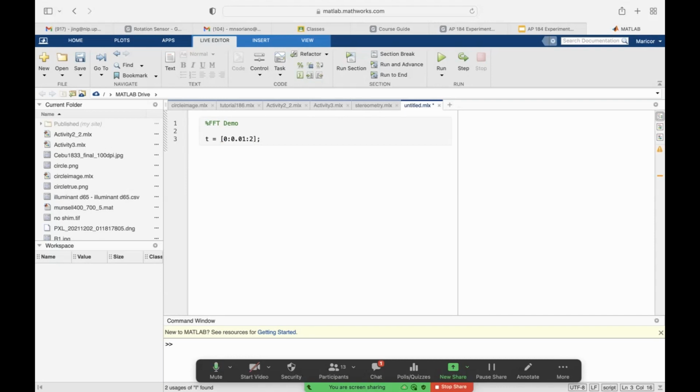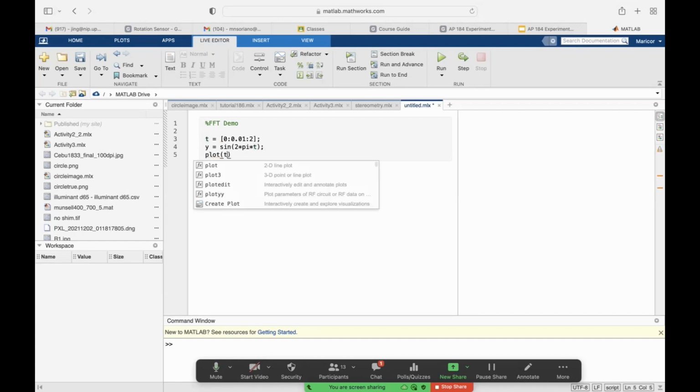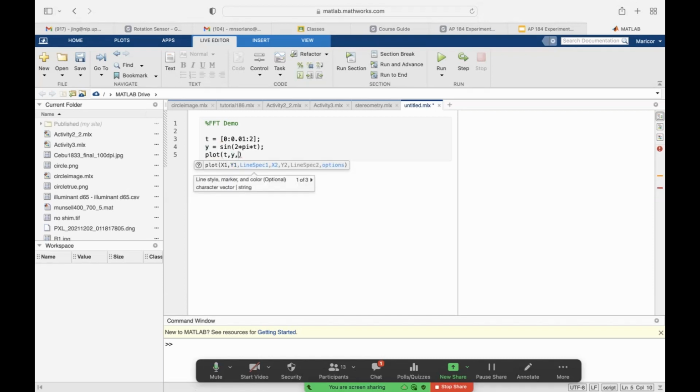Okay? Usually, we put a semicolon to avoid the output showing up on the screen. Then we just say y equals sine 2 times pi times t. That's it. And we can go ahead and plot t versus y. If we want to make it look discrete, we can have dots representing the data points. Okay, so we're making an artificial signal here, guys.